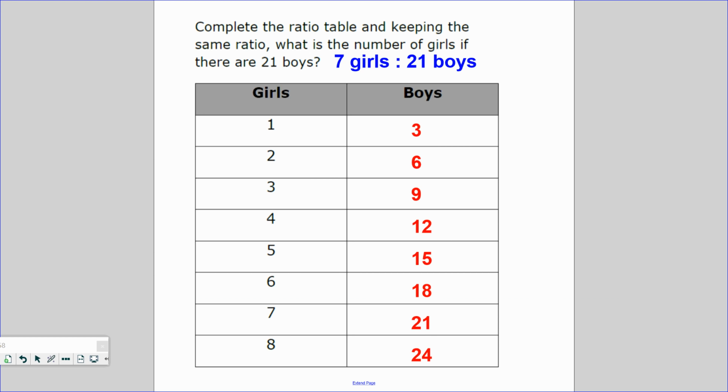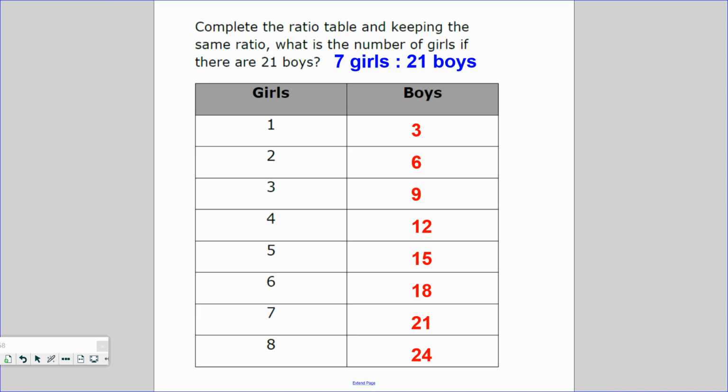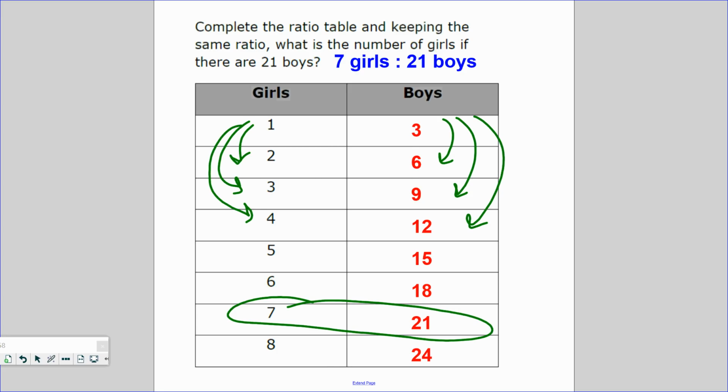Now complete the ratio table. If there are 3 boys, 1 girl, if I double this group, there will be 2 girls, 6 boys. Triple this group, times 3, 3 girls, 9 boys. Quadruple or times 4, that'd be 4 girls, 12 boys, 5 girls, 15 boys, 6 girls, 18 boys, 7 girls, 21 boys. So what is the number of girls if there are 21 boys? 7 girls.